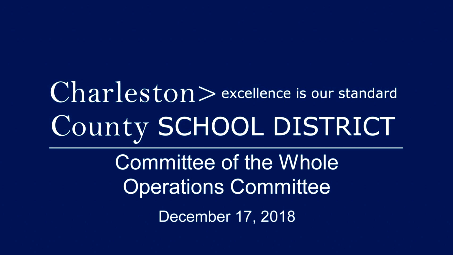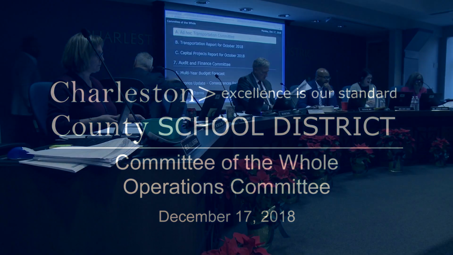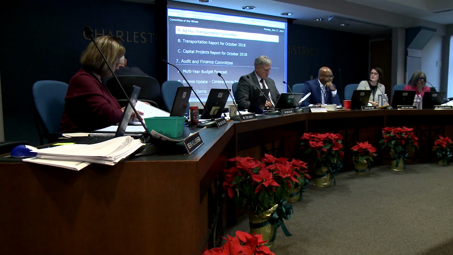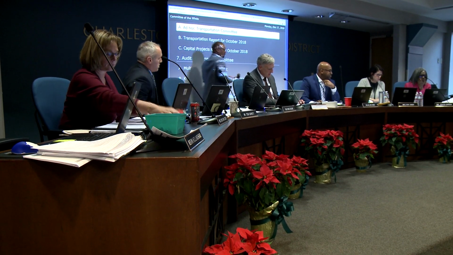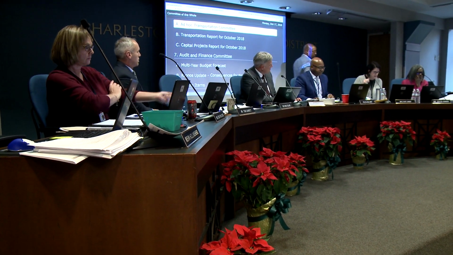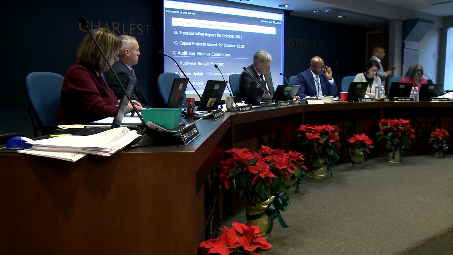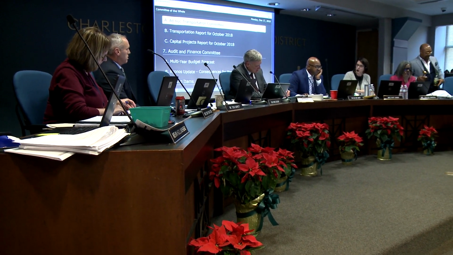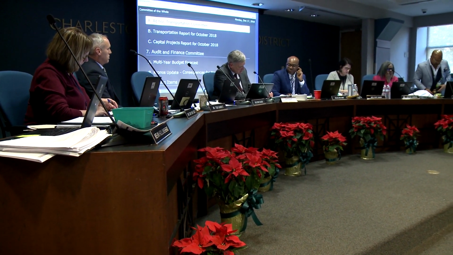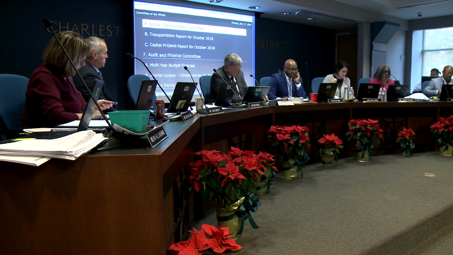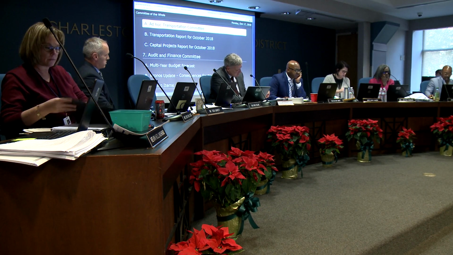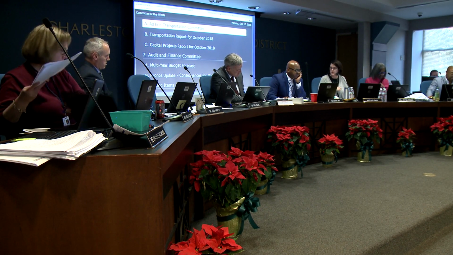Next item up is the Ad hoc Transportation Committee. There's a motion for it to be approved. Can I add one? Yeah, with an amendment. So I would second it with an amendment that includes 2 board members, because I think that was the intent. So it would be 2 community, 2 parents, 1 student, 3 school-based, 2 operations department, and 2 board members.